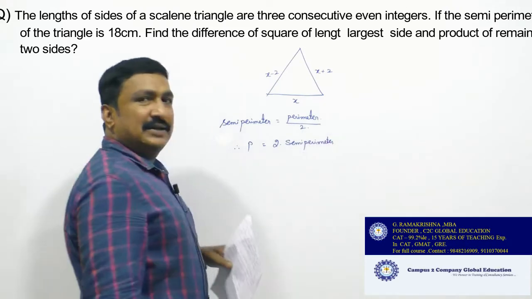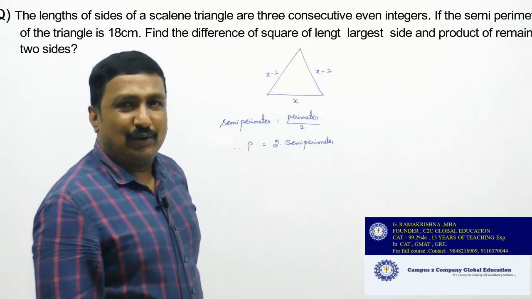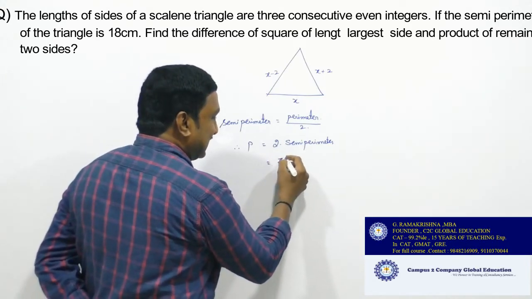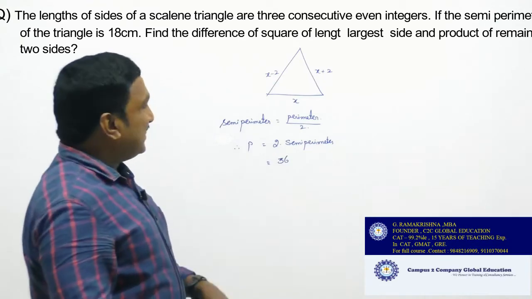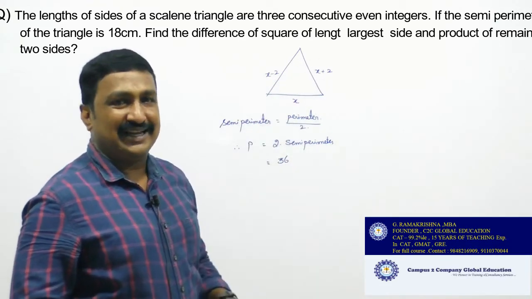Okay, no friends? So semi-perimeter is equal to, according to the problem, how much they give? 18. So 2 times 18 is equal to how much? 36. And what is the perimeter of the triangle? Perimeter of the triangle is equal to the sum of the three sides.